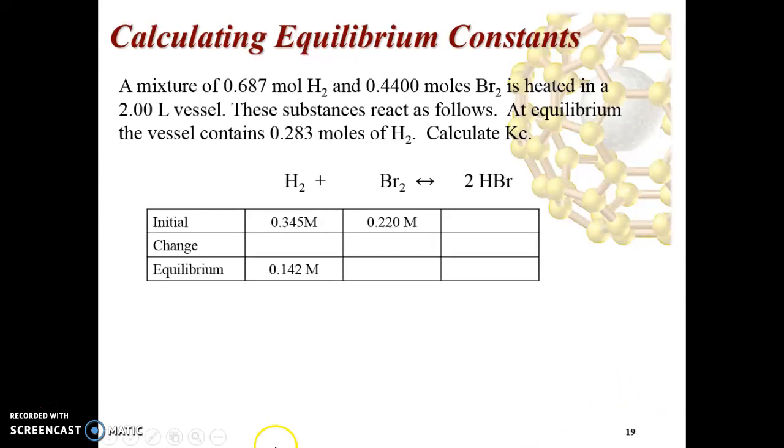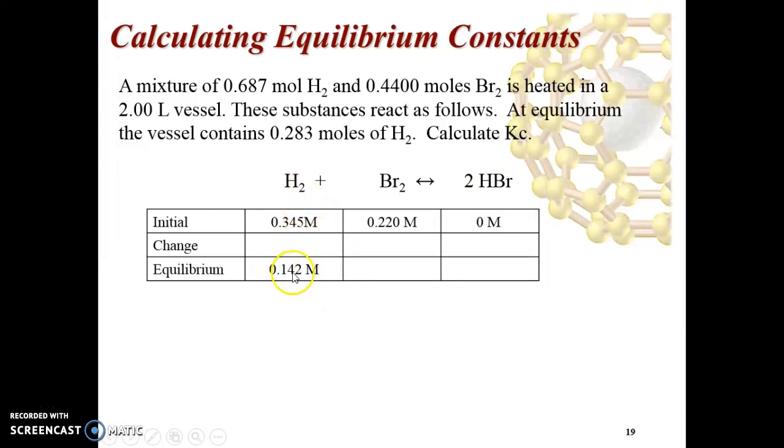So in our ice chart, notice that the numbers here are different than the numbers up here because these numbers are concentration. This is the concentration of H2, the concentration of Br2. So 0.687 moles of H2 in 2 liters gives me a molarity of 0.345. So remember that these are always concentration. So this is what I have to work with. What I need to do now is figure out what are the rest of my numbers. So I know that I have 0 product to start off with, so I can put a 0 in there.